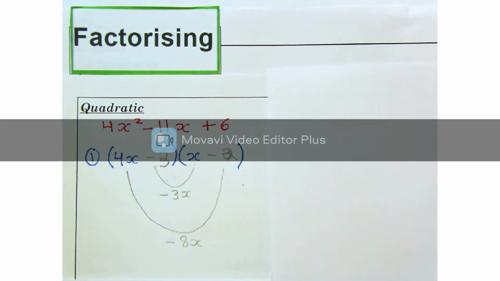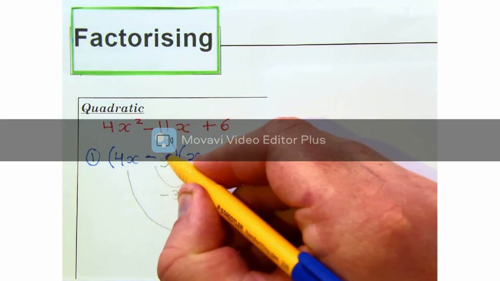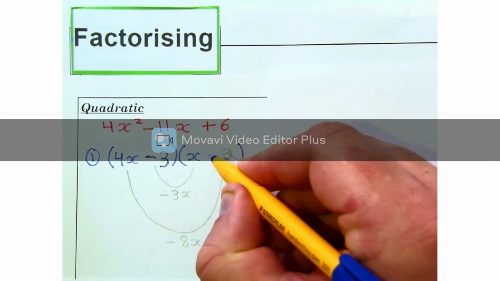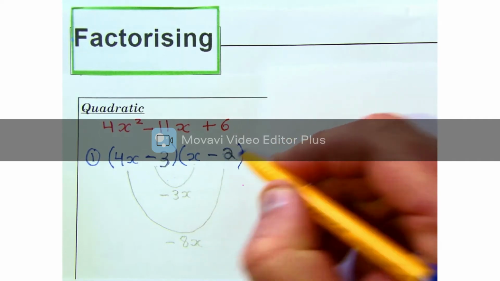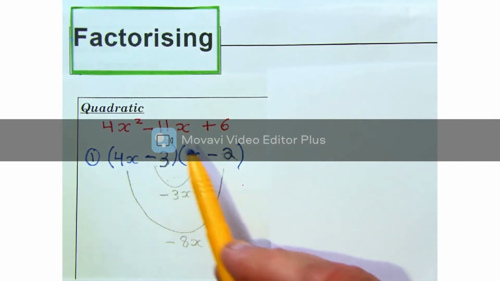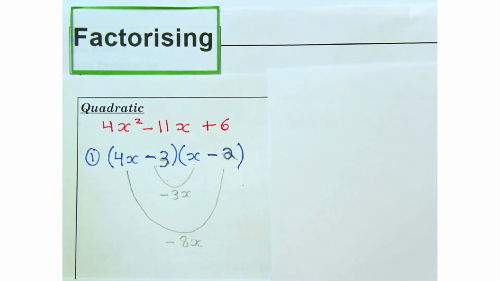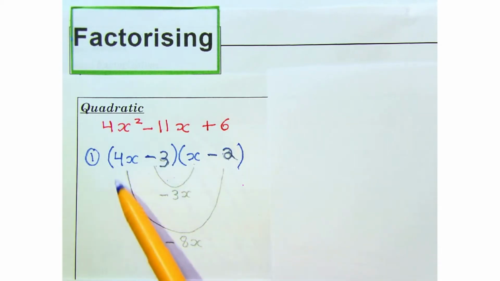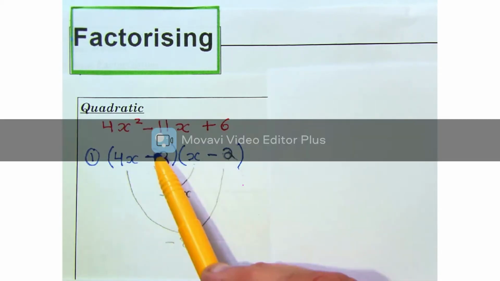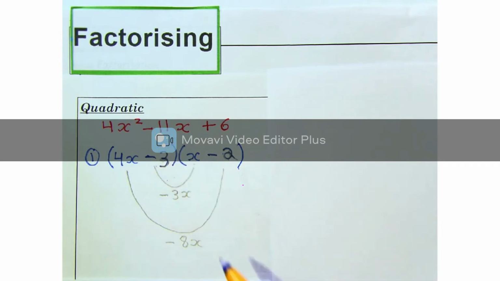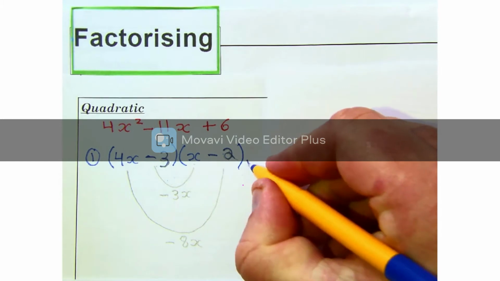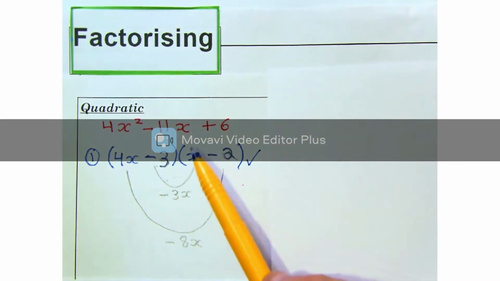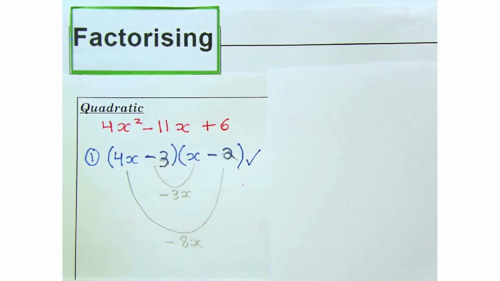So again, if we want to check if we're right or not at the end, there's three things we have to do. First of all, do the first two terms multiply to give us the first term? And they do. Do the second two terms multiply to give us the third term? And they do. And do the outers and the inners add up to give you minus 11x? And as we see, they do. So therefore, those two brackets are that quadratic factorized.